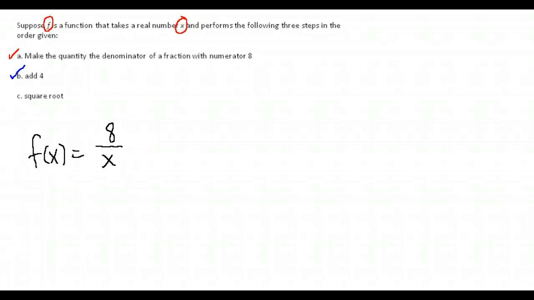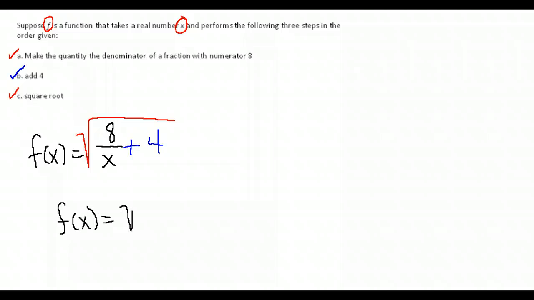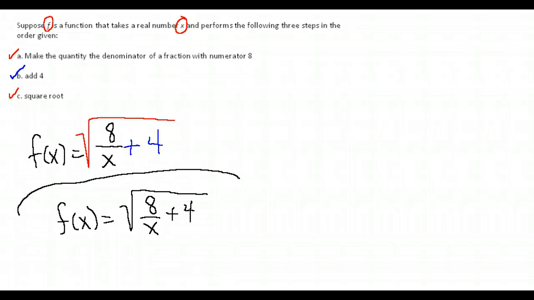The next step is to add 4. So for this quantity, we want to go ahead and go plus 4. And the final step is to take the square root. So of this entire thing, we take the square root. And this is what our answer looks like. This function, f of x, is equal to the square root of the entire quantity, 8 over x, plus 4. And there you have it. We followed the instructions they wanted. We ended up with a function f of x with the variable x.